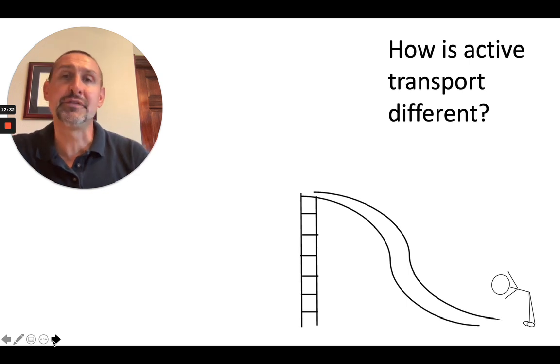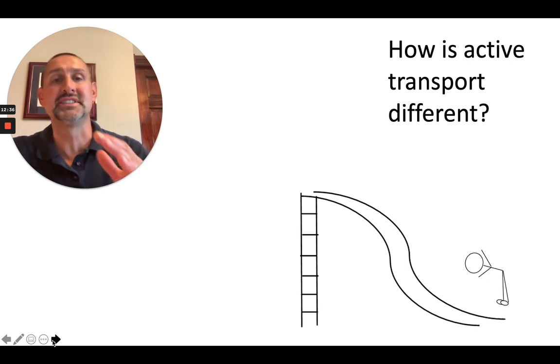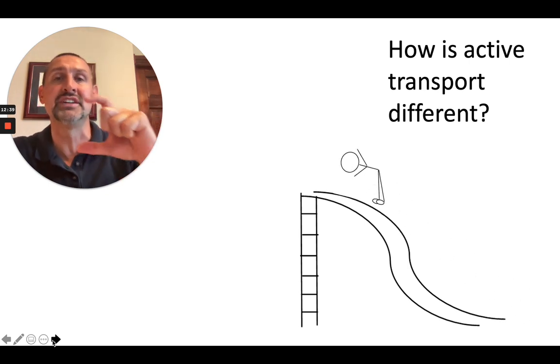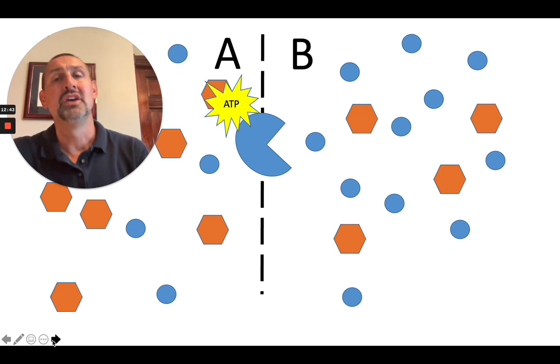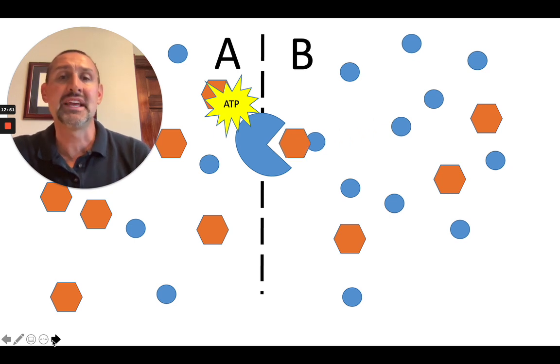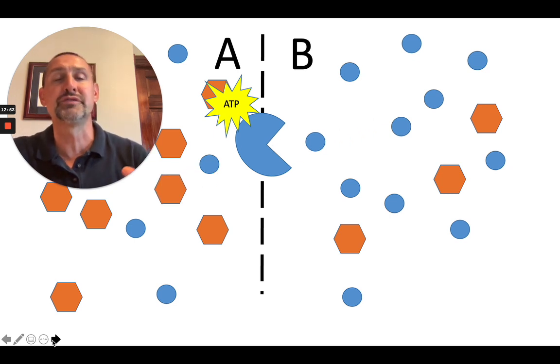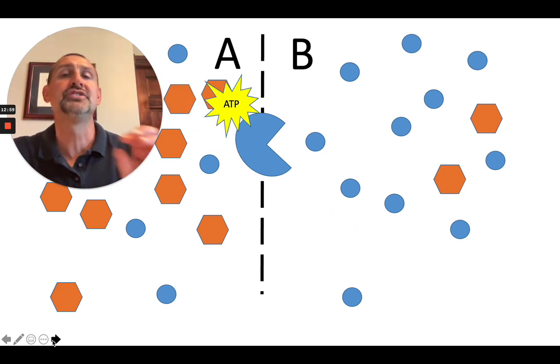Active transport is different than passive because it requires energy. Think of it like going up a slide. You're going from an area of low concentration to an area of high concentration. That requires some energy. Normally that energy is stored in a molecule called ATP, adenosine triphosphate, the energy currency of the cell. In this case, we're moving the molecules from areas of low concentration to areas of high concentration. So from B to A.